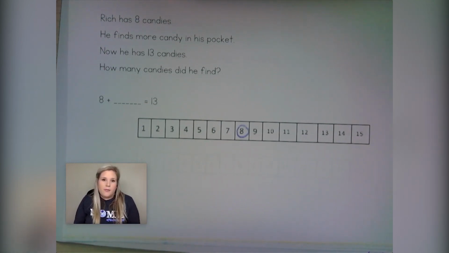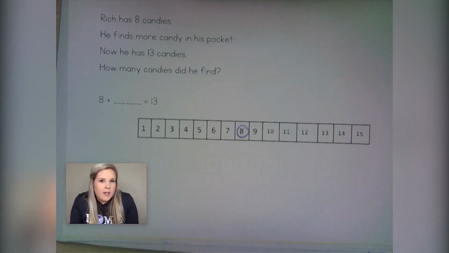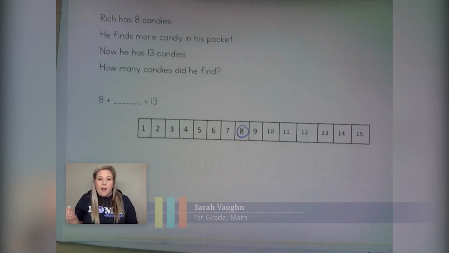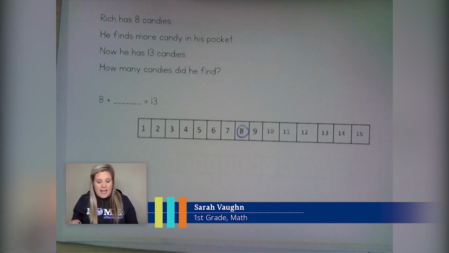Since we are using friendly numbers, I am going to look for a friendly number between 8 and 13. Can you help me find a friendly number? Did I hear you say 10? That's right. I am going to take one big hop from 8 to 10 because I know that 10 is a friendly number, like this.